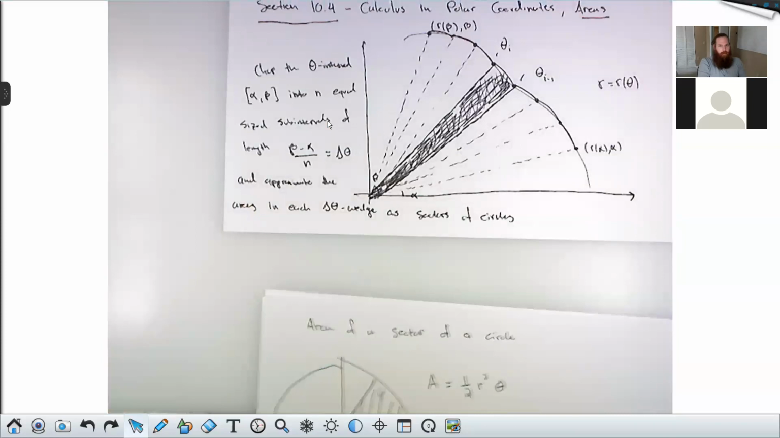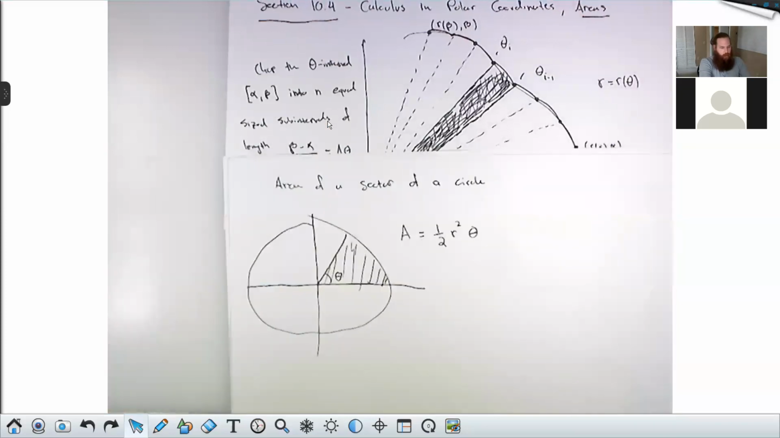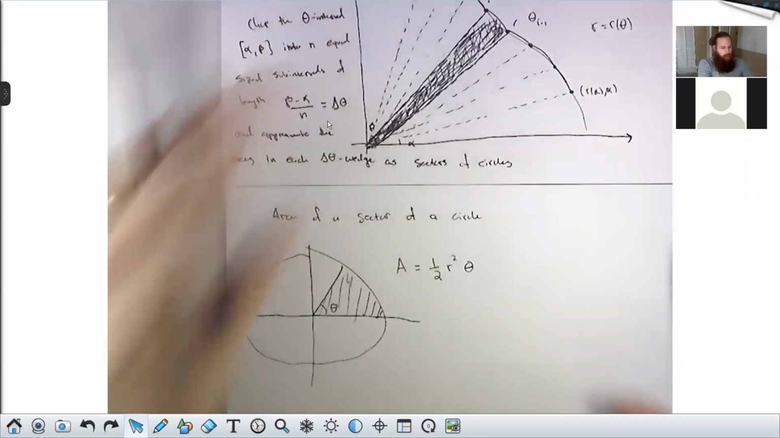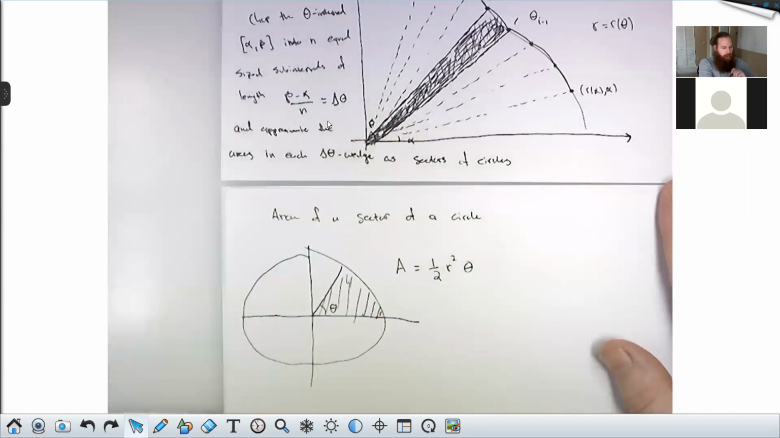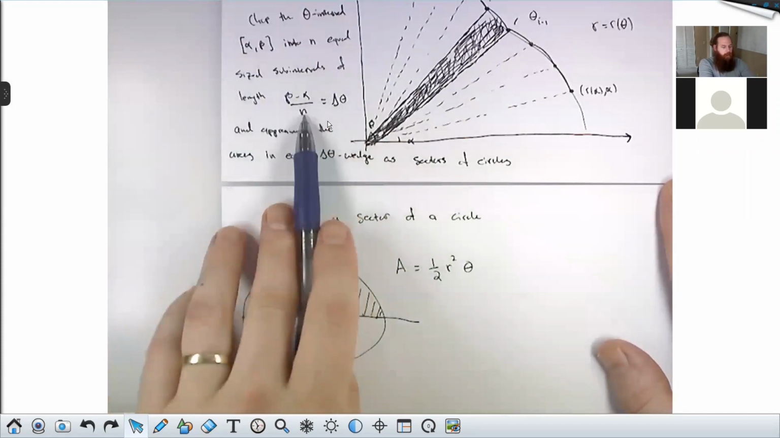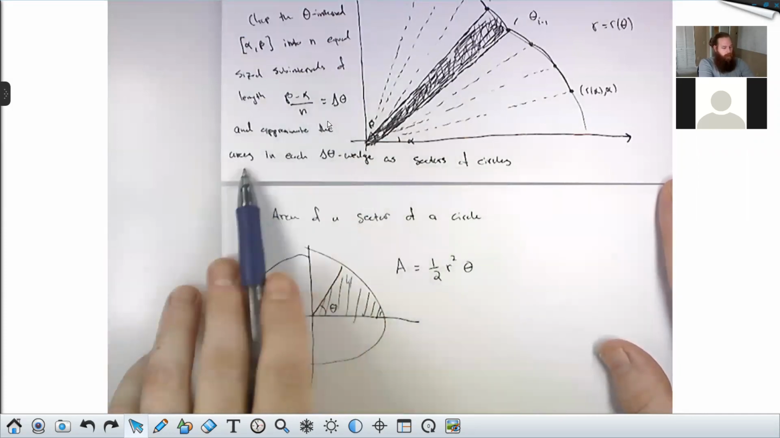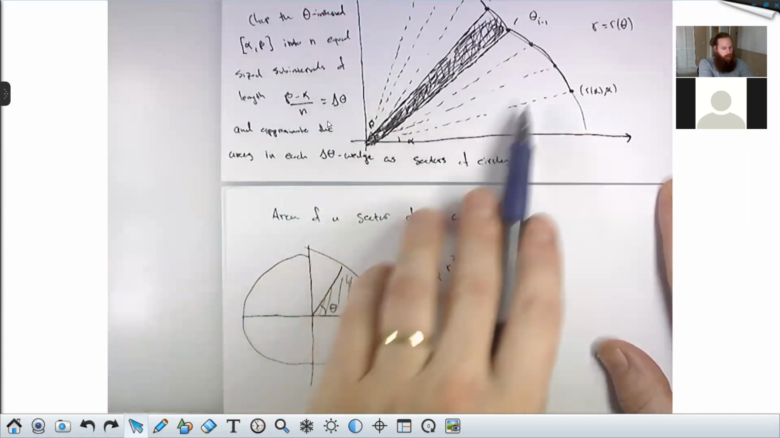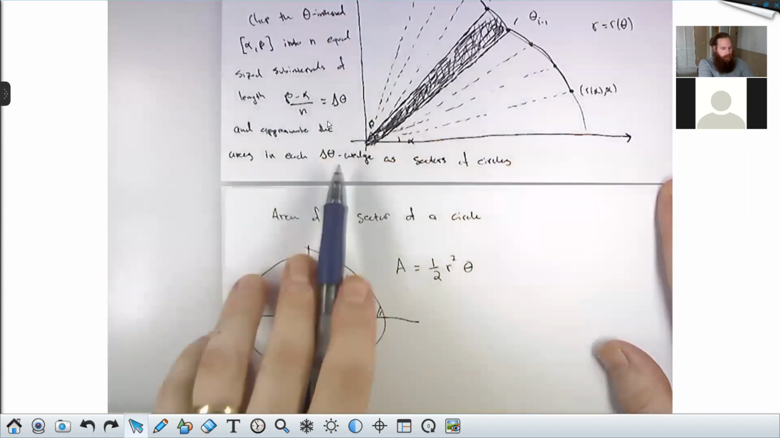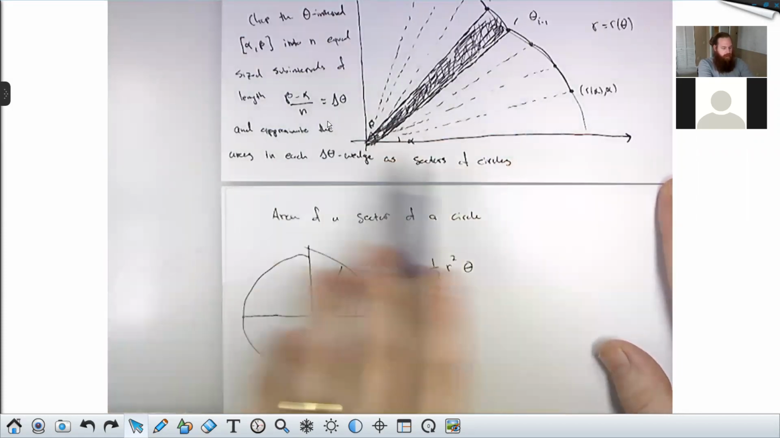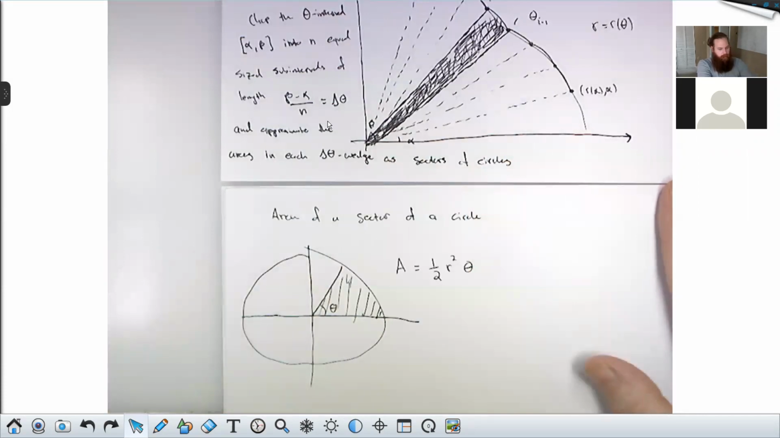So each of those little wedges, we can approximate their area as though they are sectors of circles. That's what we're going to do. So I say here we chop the theta interval alpha to beta into n equal size subintervals of length (beta minus alpha) over n. Call that delta theta. And then approximate the areas in each delta theta wedge, like wedge 1, wedge 2, wedge 3. Approximate each of those wedge areas as sectors of circles.